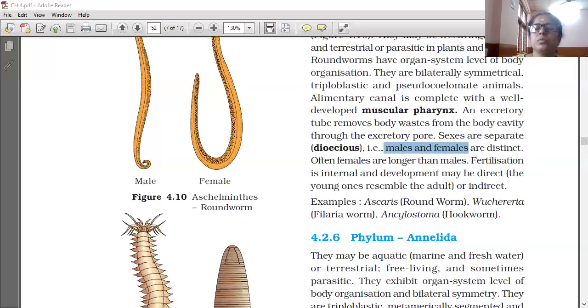Aschelminthes. Roundworm. This is also present in the human intestine, white in color. Three germinal layers: ectoderm, mesoderm and endoderm. Aquatic and terrestrial, free-living or parasitic in plants and animals. Digestive system with mouth, intestine and anus, both mouth and anus are present. Circulatory system is also absent.